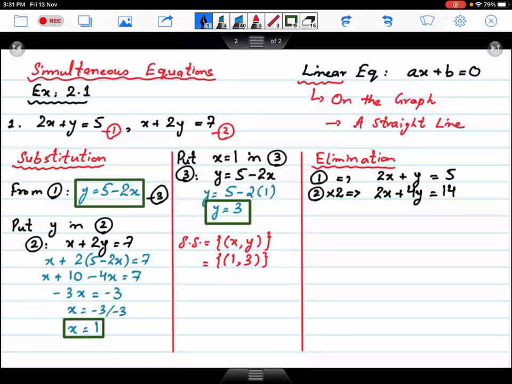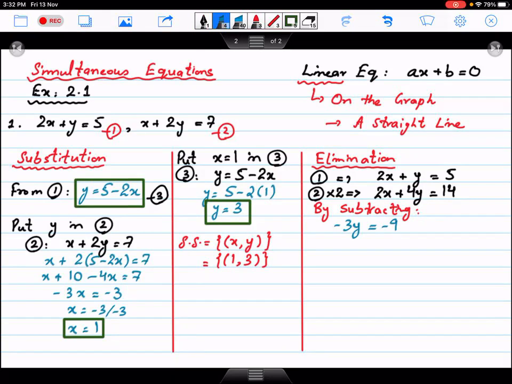Okay. Now by subtracting, subtracting means that 2x is subtracted from 2x, while 4y is subtracted from y, it becomes minus 3y, and 14 is subtracted from 5, it becomes minus 9. Any problem in that? While 2x has been cancelled with 2x.